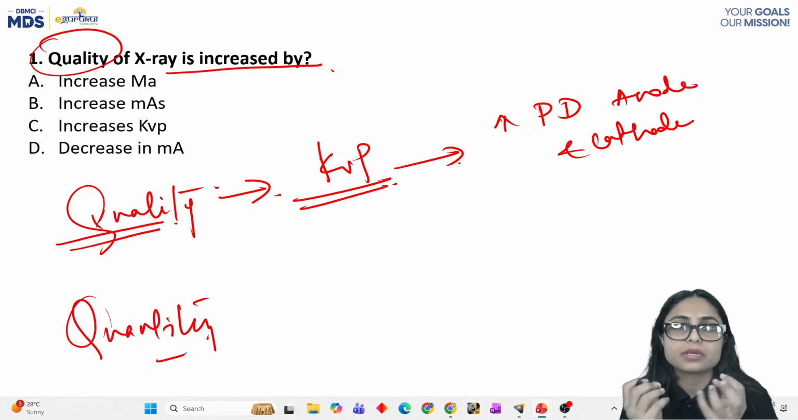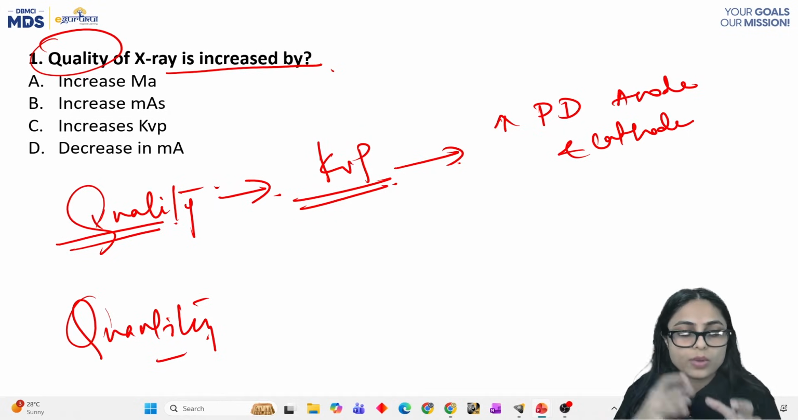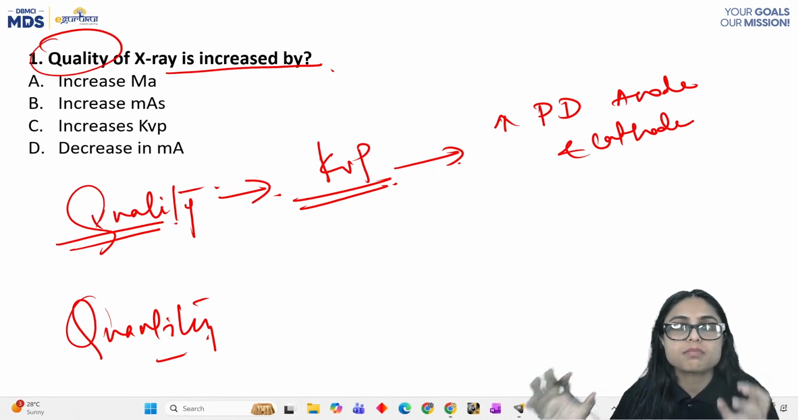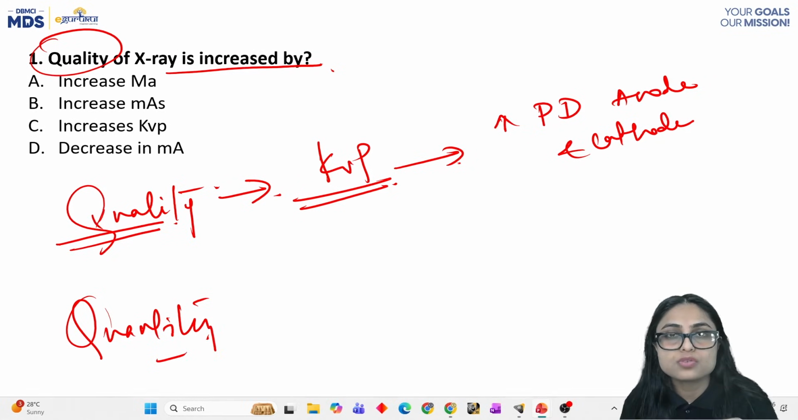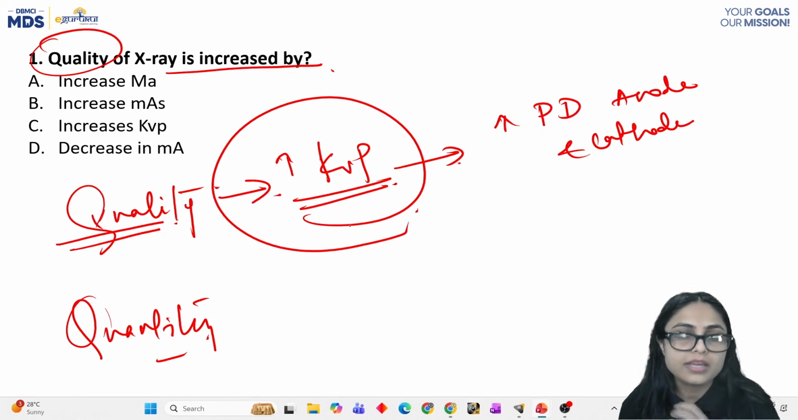When you increase the potential difference, you are pushing this electron cloud from cathode to anode with highest amount of speed. When electrons go and hit the anode with highest amount of speed, it gives rise to the X-ray photons with good quality. So high energy X-ray photons we are going to get when we increase the kVp.